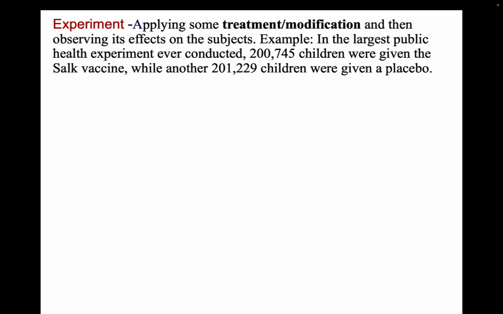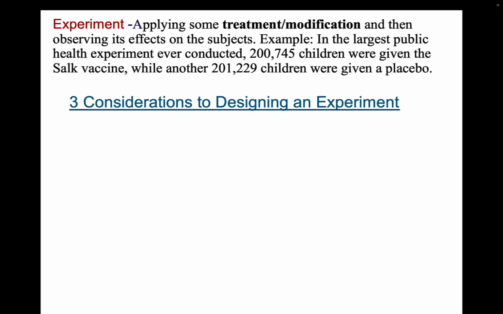Okay, now if you are not just observing and you're going in there and you're trying to modify your results, then you're conducting what's called an experiment. That's applying some treatment or modification and then observing its effects on the subjects. For example, in the largest public health experiment ever conducted, as of the time this was published, of course, 200,745 children were given the Salk vaccine, while another 201,229 children were given a placebo. So what we have done here, that particular example, is an experiment.